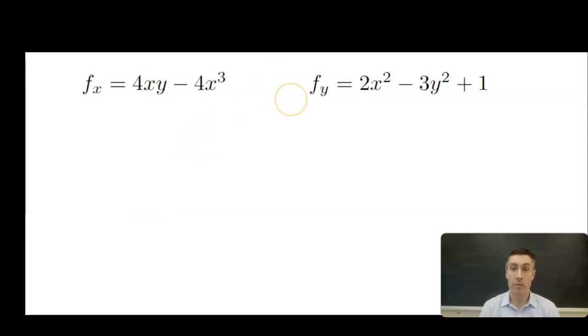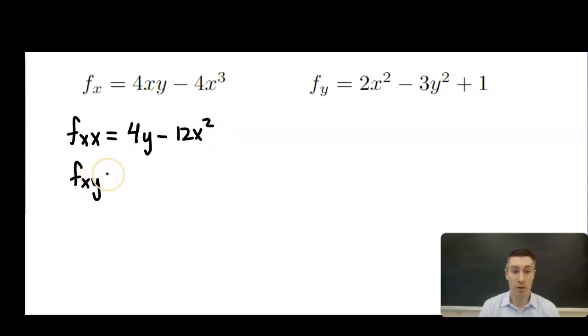Now we have to classify them. So we start the process by finding all of the second order partial derivatives. So that's going to be 4y minus 12x squared. The mixed partial is going to be 4x. And the second order partial with respect to y again is negative 6y.